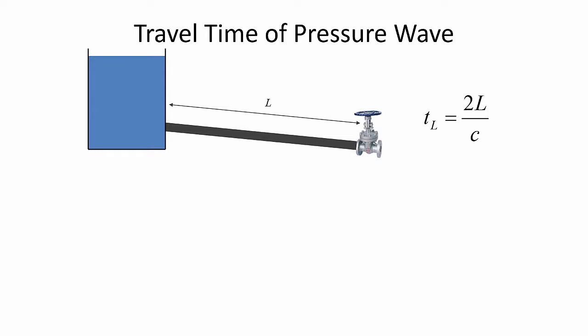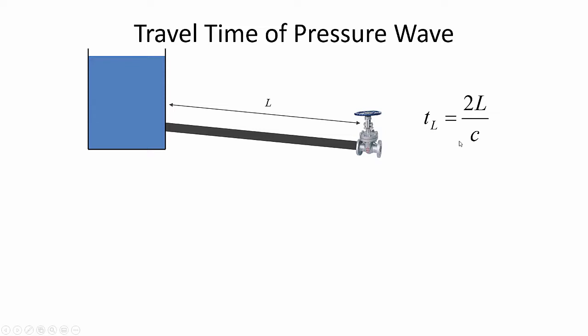Well, we can calculate how long you should take to close the valve, and if you take that long, then you'll avoid the water hammer. You can avoid the water hammer if you take at least this minimum travel time. The travel time would be twice the length of the pipe, because it's going to the tank and back, divided by the celerity, so the speed that the shock wave is moving through the fluid.